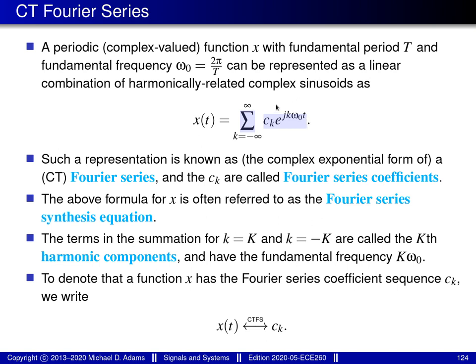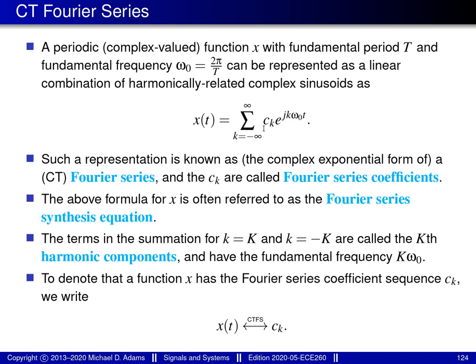This summation is referred to as a Fourier series. It's a Fourier series representation of our periodic function x. The c_k, this coefficient sequence that appears in the summation, is referred to as the Fourier series coefficients for the function x. And overall, this formula that involves x and the right-hand side, which involves the Fourier series, is sometimes referred to as the Fourier series synthesis equation.